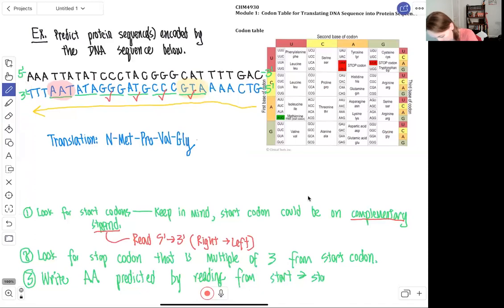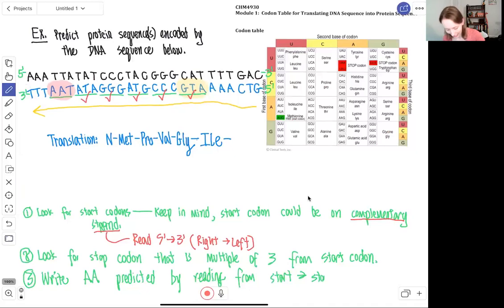And we come on over and we have ATA or AUA if we're reading from the perspective of messenger RNA. So AUA, A, U as the 2nd letter, AUA is going to be isoleucine, ILE. So I'm going to go ahead and fill that in. Isoleucine, ILE, and that is our 5th amino acid in the chain.